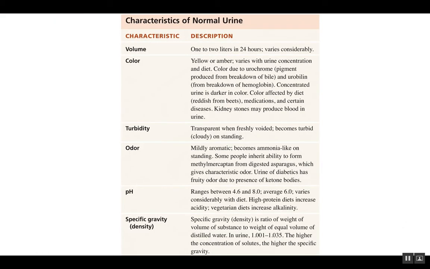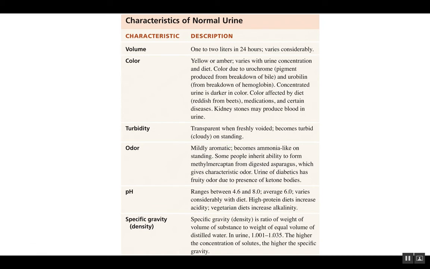Next table is what your urine should look like, or what are the characteristics of normal urine. We know the volume should be somewhere between 1 to 2 liters a day. You've probably seen the color, anywhere from a yellow or amber. If it's very dilute, it'll be almost clear. If it's concentrated, it'll be really dark, kind of that dark amber color. So the color varies based on concentration.